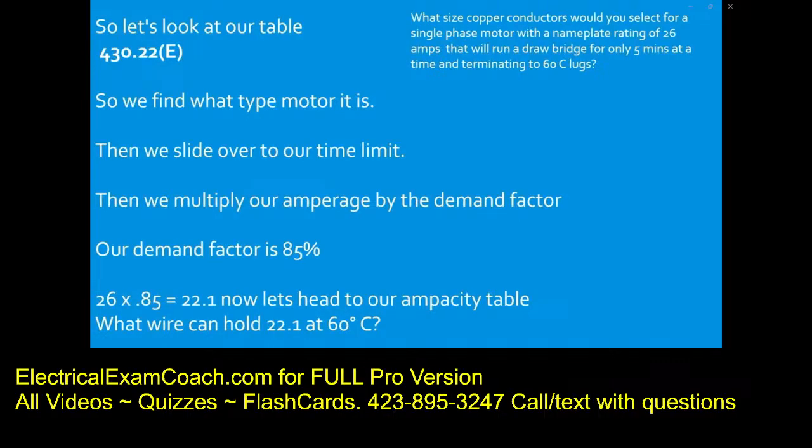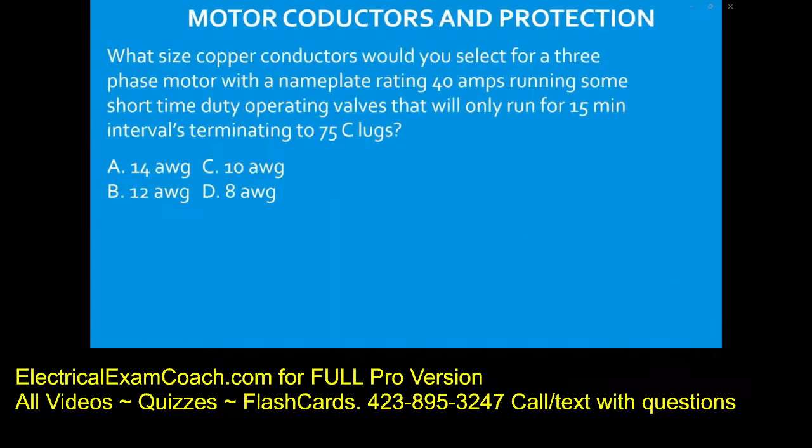So when we get there, we come on the copper side, 60° C, and let's find a wire that can cover our known load. And in this case, we're going to select C. Great job. What size copper conductors would you select for a 3-phase motor with a nameplate rating of 40 amps running some short-time duty operating valves that will only run for 15-minute intervals terminating to 75° C lugs?